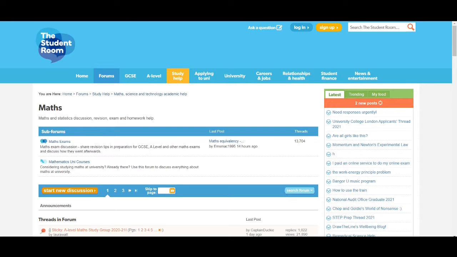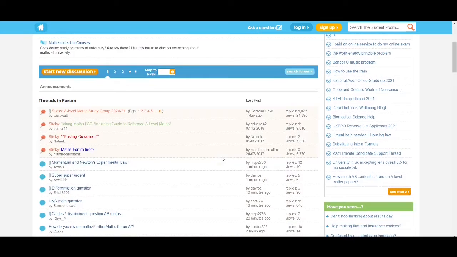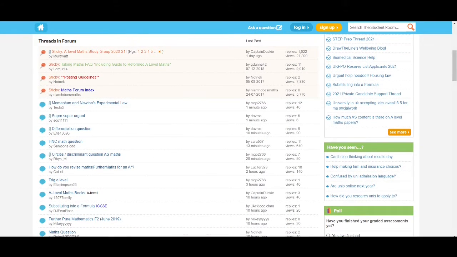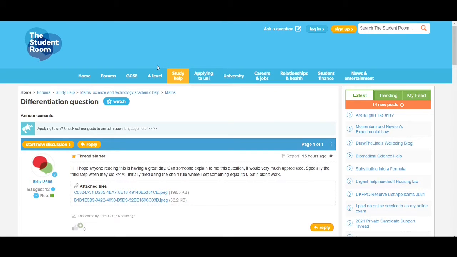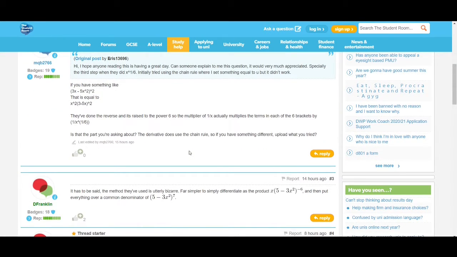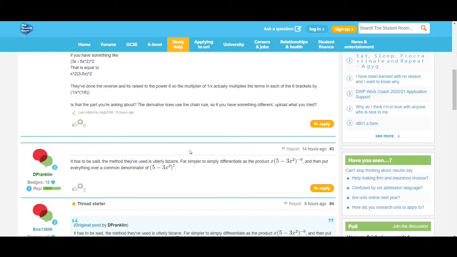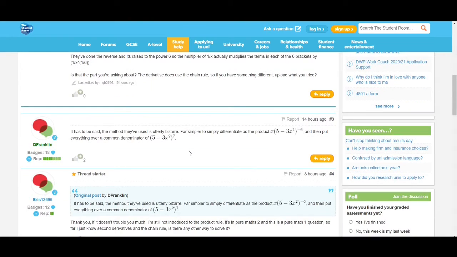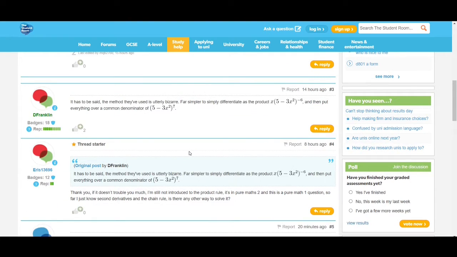To begin, I wasn't sure what topic to start with, so I had a look at the Student Room maths forum and I came across this differentiation question. Here's the question, and everyone was just like, well, use the product rule, use the quotient rule. And of course, that would work, but the person who posted this hadn't covered the quotient rule or the product rule yet. It seems like they were on a different course to the Edexcel course, and they wanted to find a way to do it purely using the chain rule.